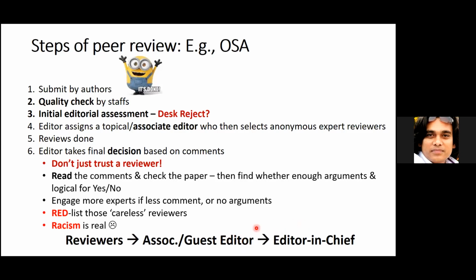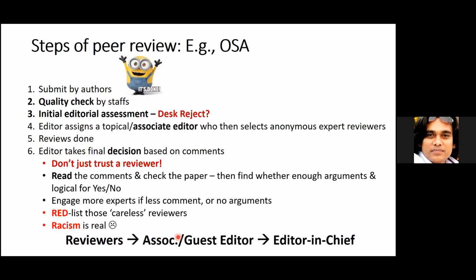And another point is that even if the guest editor accepts a paper with revision, the editor-in-chief can bypass it and argue with the guest editor or associate editor: why the hell did you accept it? What are the reasons, or why did you reject it? I mean, what are the strong grounds for that? So this is important. Behind the scenes, these things are going on. So of course, in quality journal or quality conference cases.